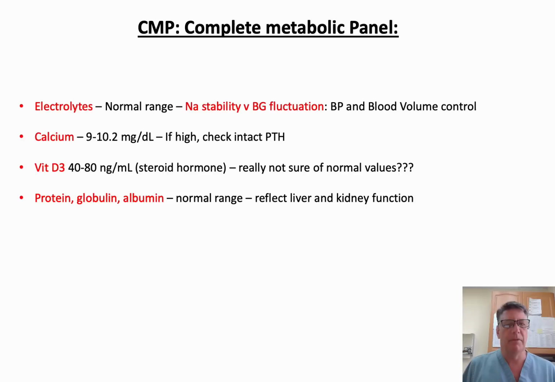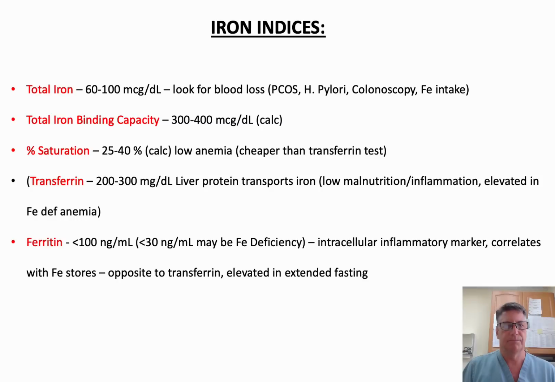Protein, globulin, and albumin in the bloodstream are carrier proteins made by the kidney and are made by the liver and are reflective of liver and kidney function.